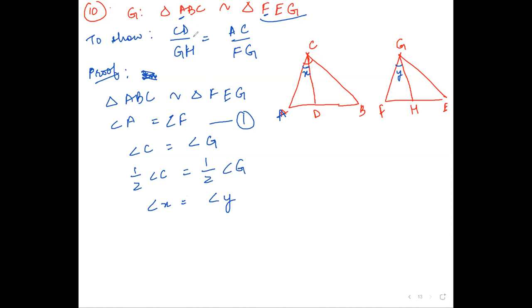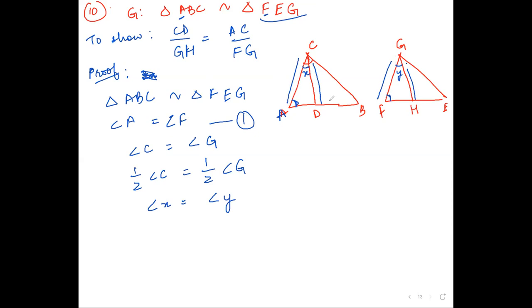See, ultimately, Hamna, I need CD upon GH. So this is CD and this is GH. And then I need AC upon FG. So that means I need this small triangle to be similar to this small triangle. Clear? Yes, ma'am. So that is why I'm taking, so one angle I have got to be equal.